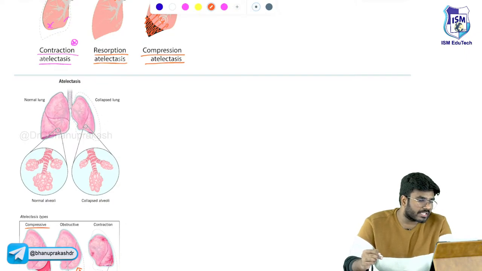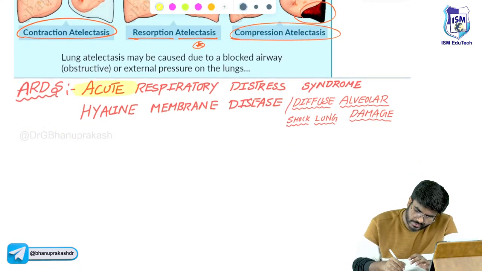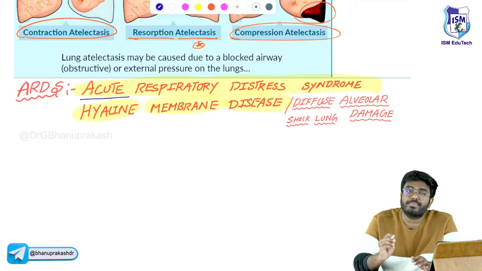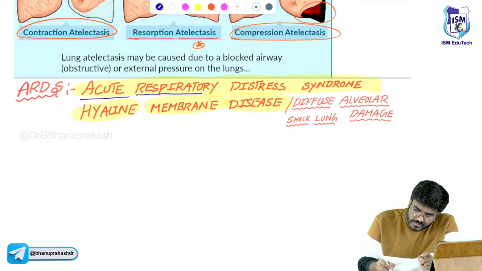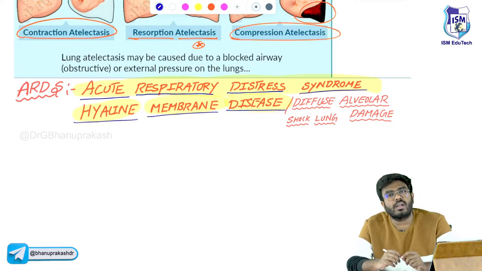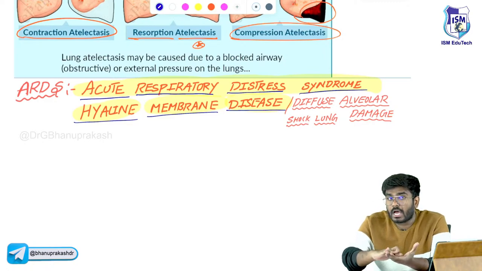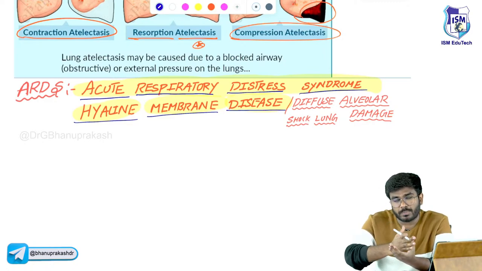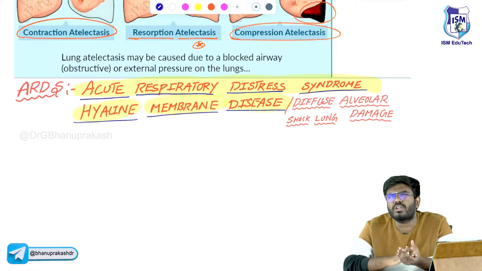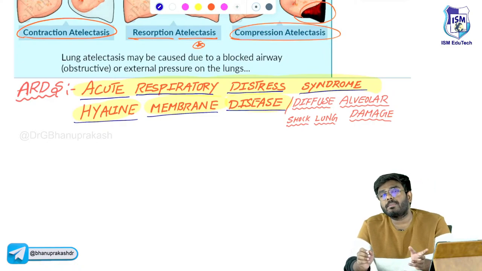ARDS, acute respiratory distress syndrome. What exactly is acute respiratory distress syndrome, sir? It is also called hyaline membrane disease. Acute means suddenly there is respiratory distress. Why is it called hyaline membrane disease? Because if you take a biopsy, in the alveoli there is a deposition of pink color material. Image-based question, I will show you, which is very important for your exam. There is deposition of pink color proteinaceous or hyaline-like material seen in the lungs. That's why it is called hyaline membrane disease.